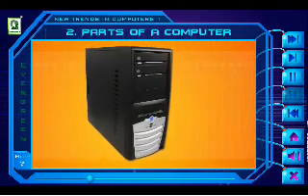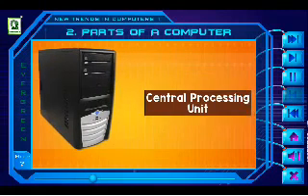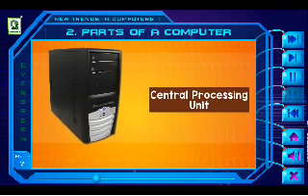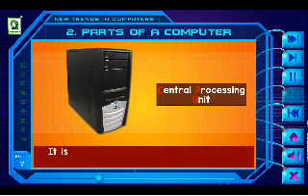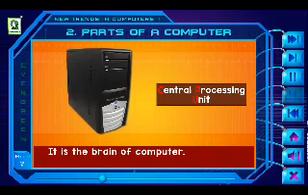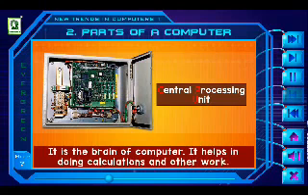The most important part of the computer is its central processing unit. In short, it is called CPU. It is the brain of the computer. See, it looks like a box. It helps in doing calculations and other work.